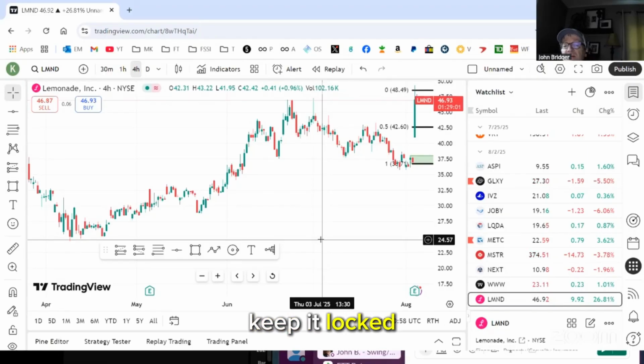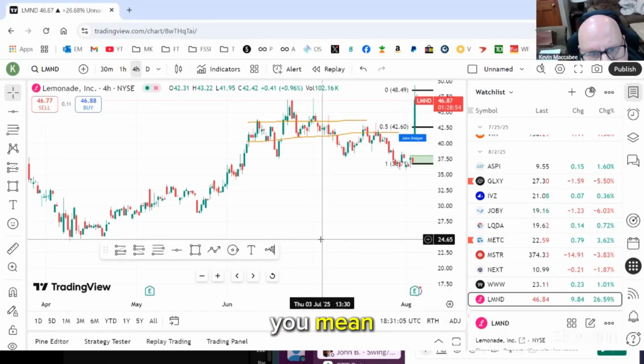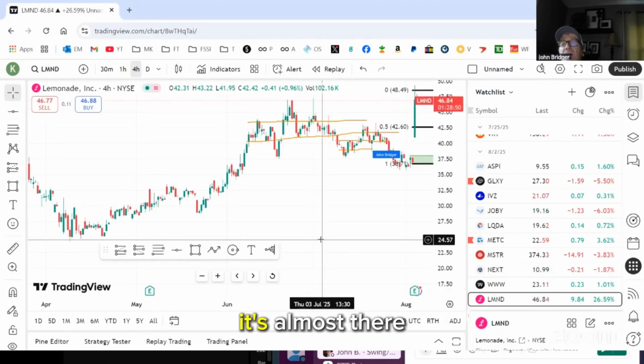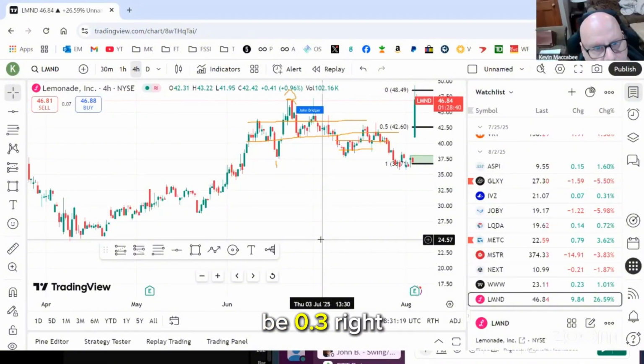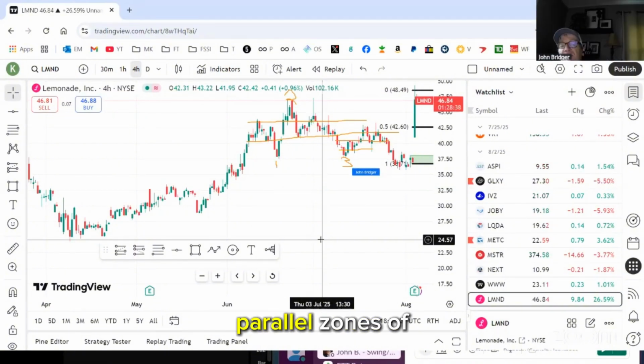So let's keep it locked on what you got there. I see it here. I mean, you kind of get a little bit here. It's almost there, not quite, but you could almost call that 0.1, up here would be 0.2, down here would be 0.3. Right. I don't see parallel zones of consolidation. You'd say that whole area is consolidation.